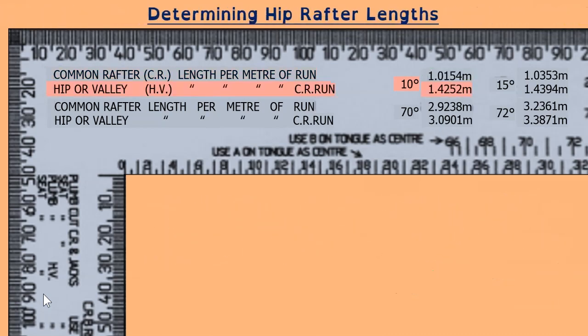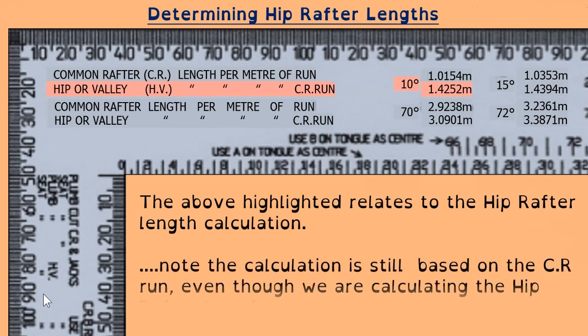So next we're going to go through how the length of the hip rafter is determined. And again, you can see they're highlighted in pink. Again, we're using a 10 degree roof pitch as an example. And you can see that factor there, 1.4252, is multiplied by the common rafter run. Now I know we're dealing with the hip rafter, but it's based on the common rafter run if you look carefully there. So the good thing is you don't have to work out the hip run.